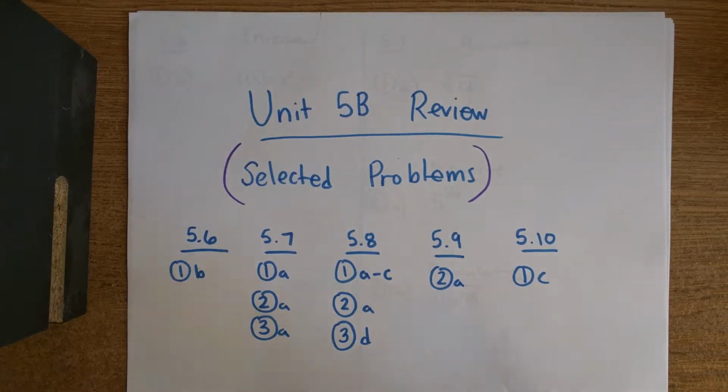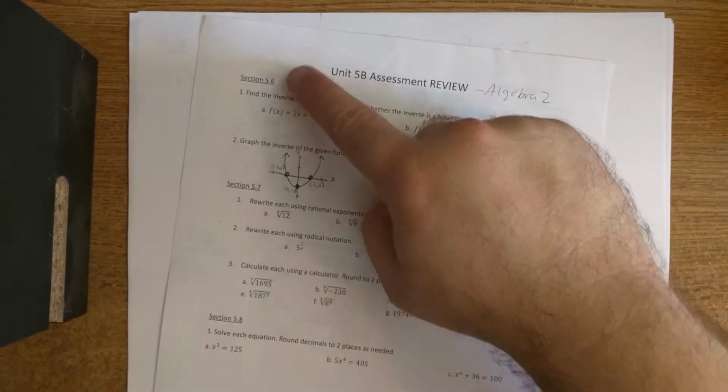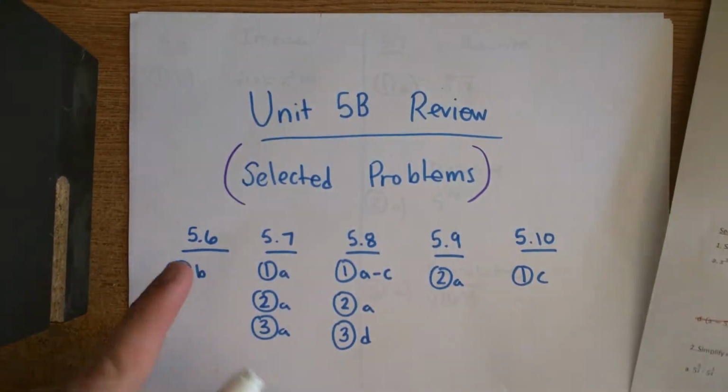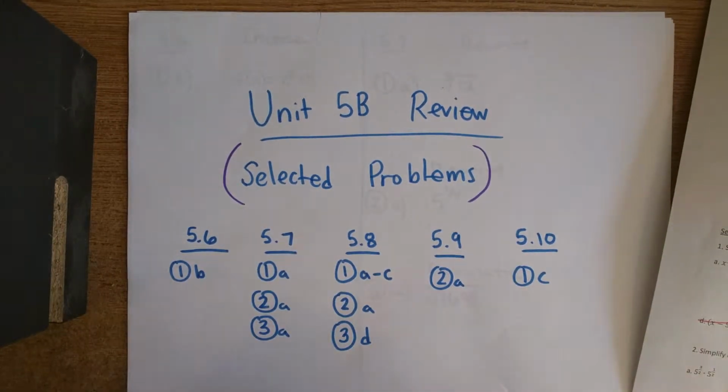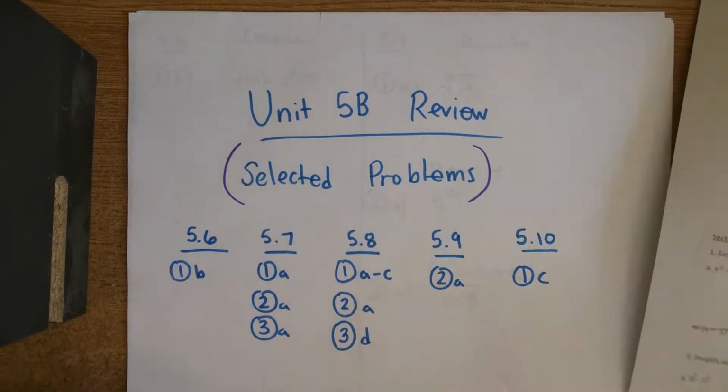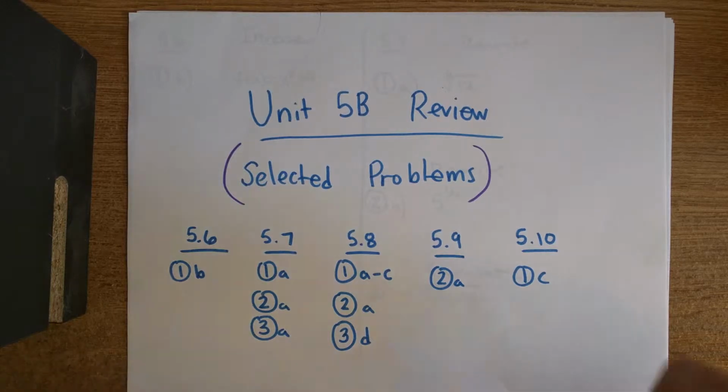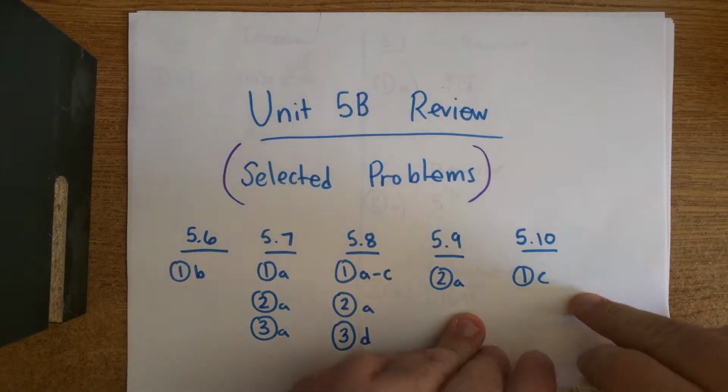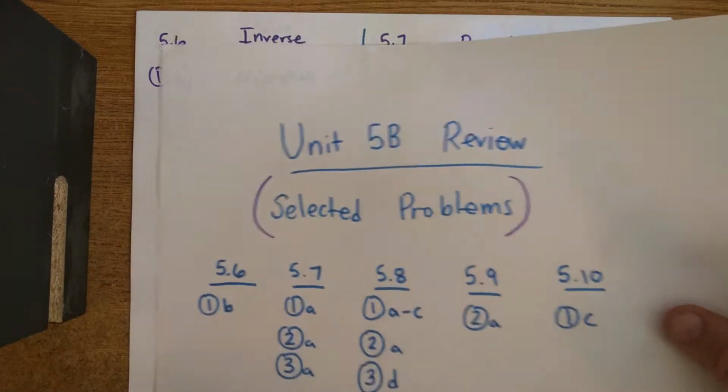Okay, Unit 5B review. I'm not going to do every problem. I'm just going to do the ones that I have selected here. I broke the review down by section number, so I'll be doing these problems. I already have them written down. You should have the review. I'm going to go pretty swiftly through these. Remember, you can rewind as you need to. So here we go.